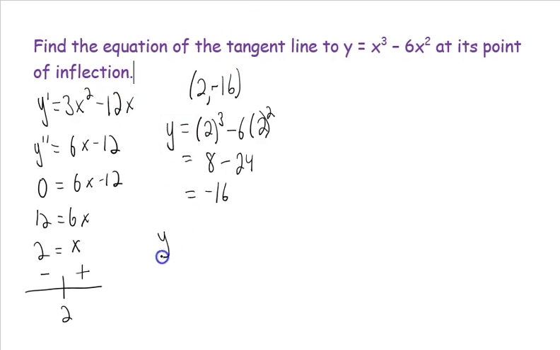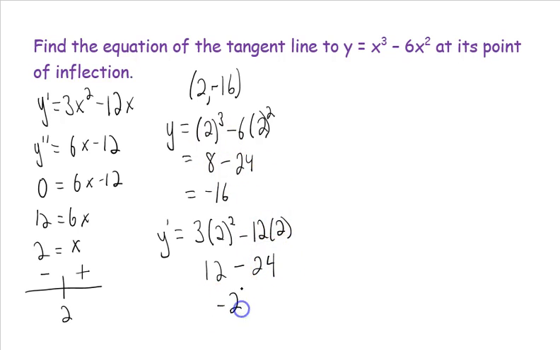So I'm going to take my derivative and plug into it, because I don't have any y's, it's all x's. So I would have 3 times 2 squared minus 12 times 2. And this would be 3 times 4, which will be 12, minus 24. So that would be negative 12. And so this is my slope.